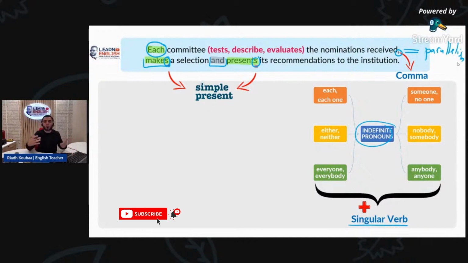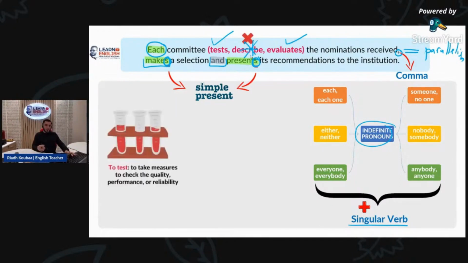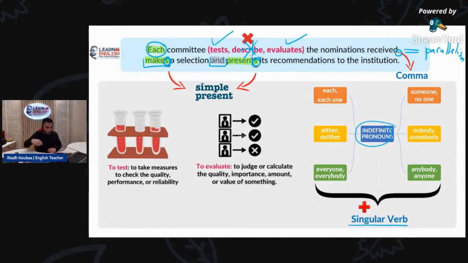So let's use the process of elimination. Since I have S here and S here, I'm going to choose either tests or evaluates. So this one is not correct. Here I have to understand the context. Does this committee, or the committee in general, test or evaluate the nominations received? What is the role of this committee? What is the main role? Is it to test or to evaluate? Let me show you the difference between test and evaluate. To test means to take measures to check the quality, the performance, or reliability.